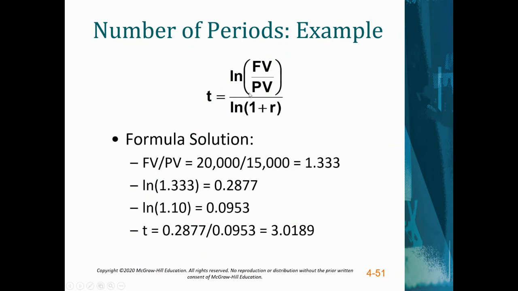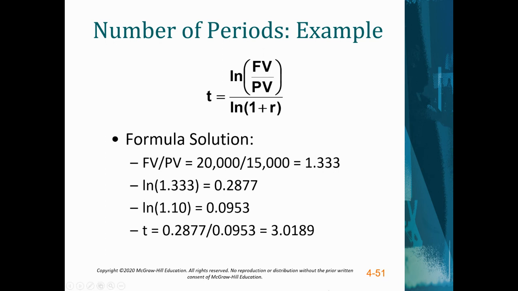Okay. We can also do this with the formula, right? 20,000 over 15,000 is 1.333. The natural log of 1.333 is 0.2877.